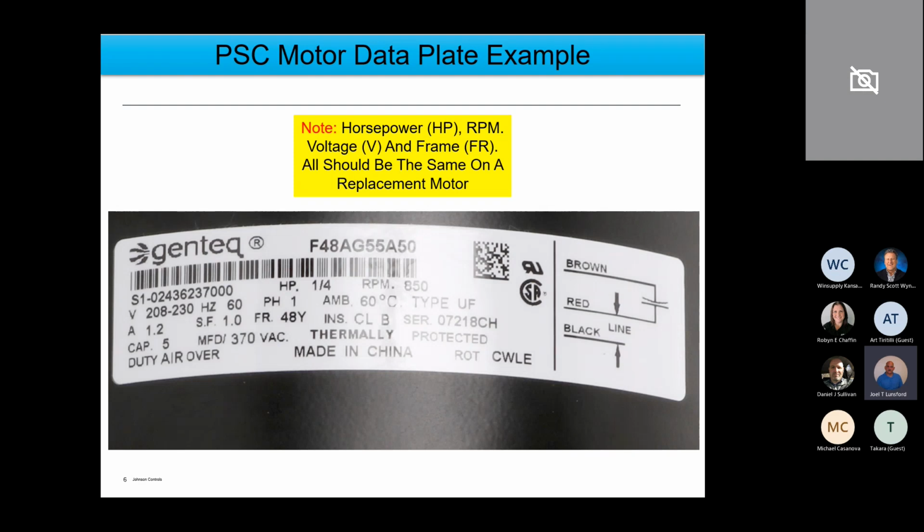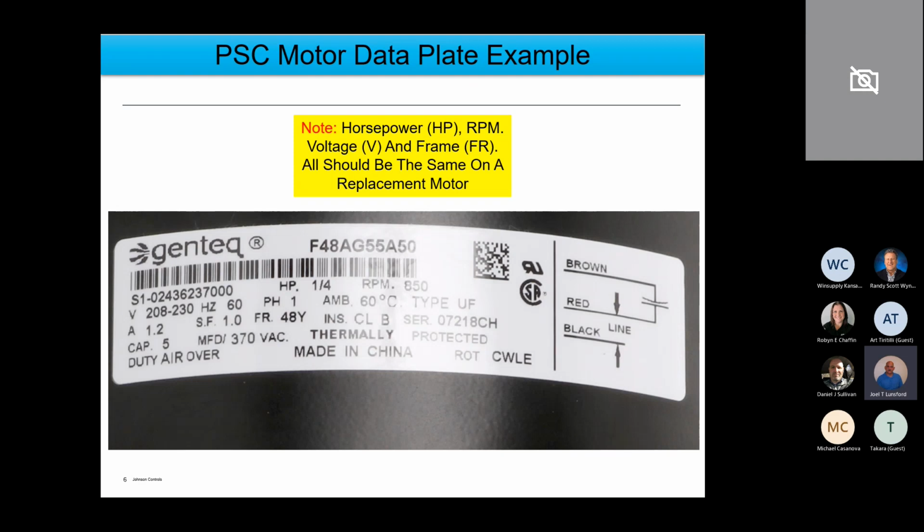We want to make sure the RPM is the same. On the data plate, we can see clearly that the RPM is 850. So we want to stick with the same RPM. Voltage is very important. If you're going to replace a motor, you've got to make sure the voltage is the same. Below our source 1 part number, we see a V for voltage, 208-230. HZ means 60 cycles, or 60 hertz. And PH means it's single phase. So the voltage rating is 208-230 volt, 60 cycles, single phase.